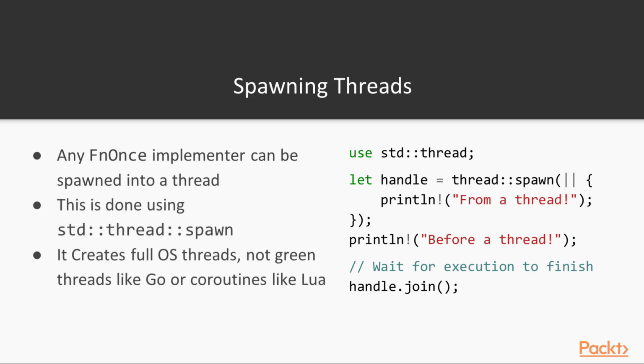This is done using std::thread::spawn, and it creates full OS threads, not like green threads in Go or coroutines in Lua. Here you can see some sample code that does this. We use std::thread. We spawn a new thread with a closure that takes no arguments and simply prints from a thread. Thread spawn is going to return a handle. Then in the main thread, we print before a thread, and then we say handle.join. And effectively what this does is it says to the operating system, please go do this work on another thread. And then when we say handle.join, we say, okay, let's wait for that work to be done before proceeding with execution. So this is either going to print before a thread and then from a thread, or from a thread and then before a thread.